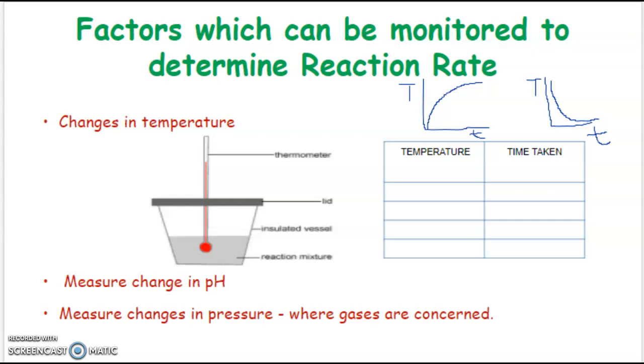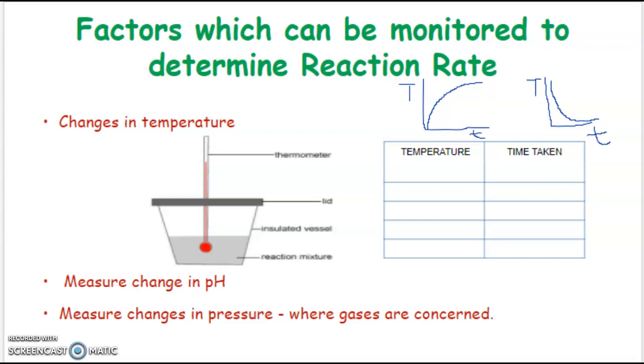In addition to temperature, other factors that can be measured throughout the course of the reaction in order to be able to plot a rate of reaction curve would include changes in pH. Because there are some reactions in which there is a fall in pH, a decrease in pH.